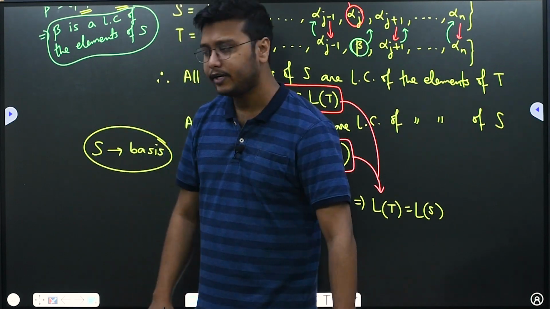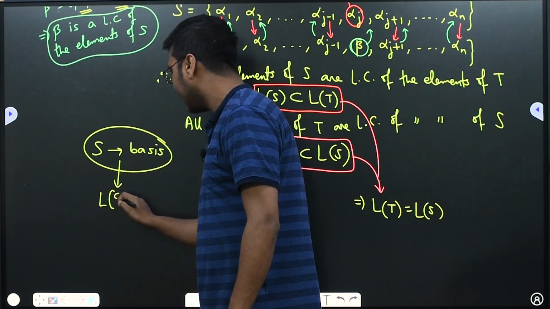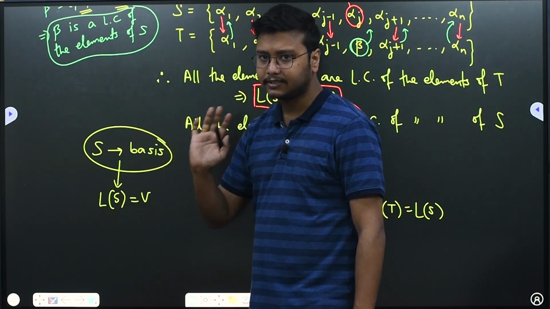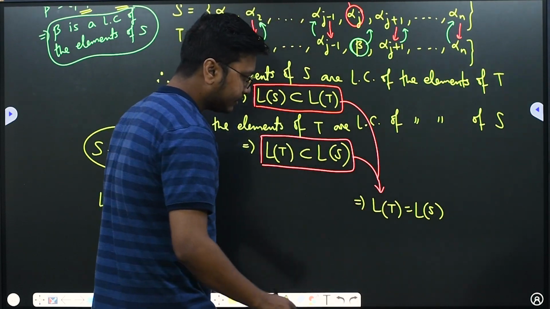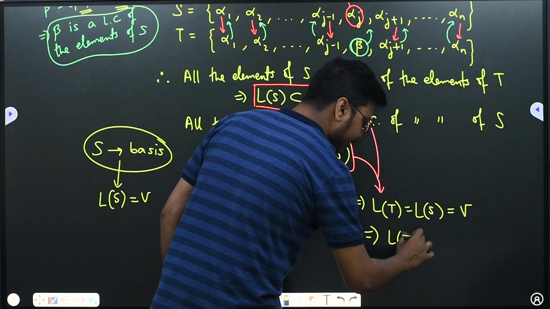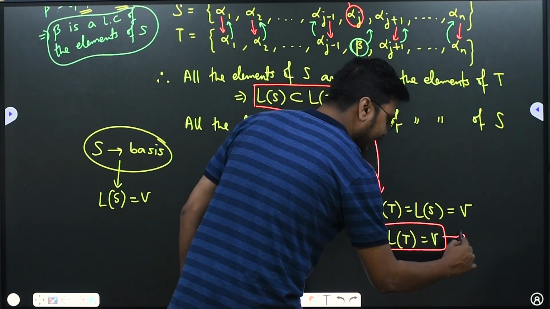S is a basis, it's already told. If S is a basis, we know the property of basis is L of S must be equal to the vector space. We already know that because S is a basis. So L of S is equal to V, we know that. So that means L of T is equal to V, and that's our second condition.